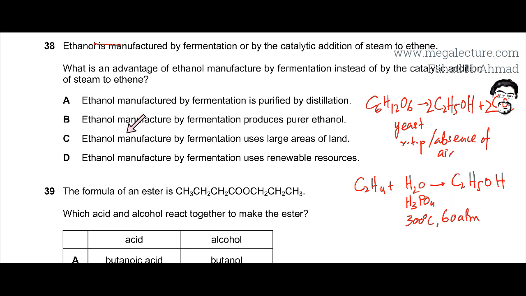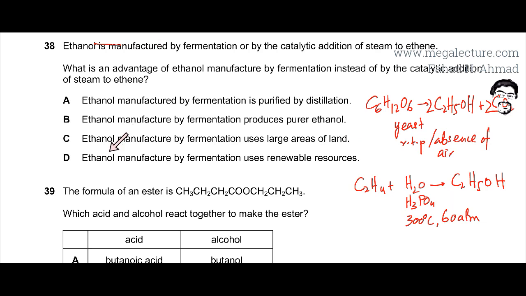The third option is that ethanol manufactured by fermentation uses large areas of land. You can store them in cellars, etc. So I don't think you need very large areas. And even if you do need large areas, that is not going to be an advantage. It's going to be a disadvantage.